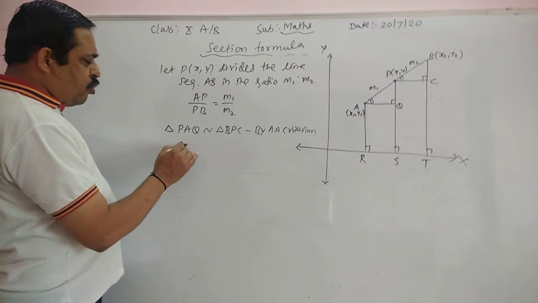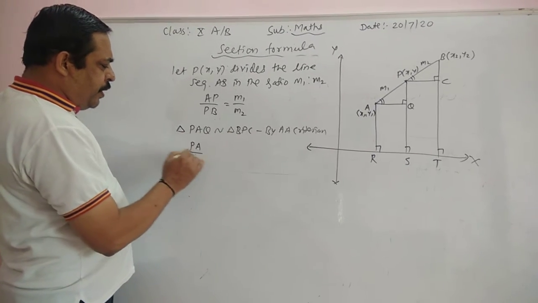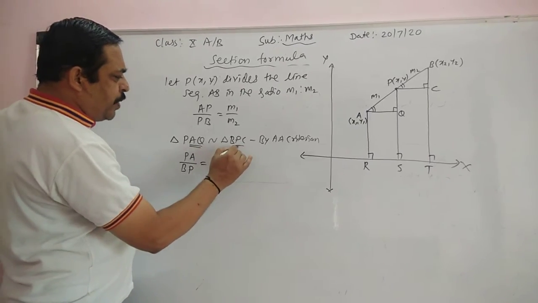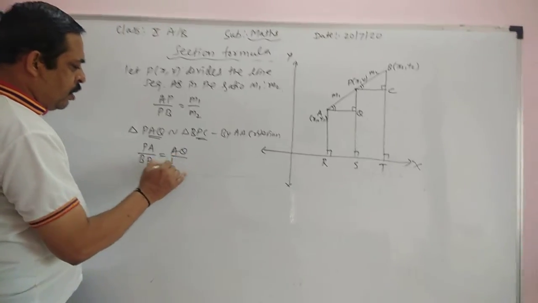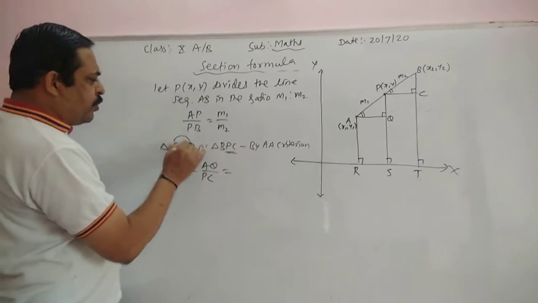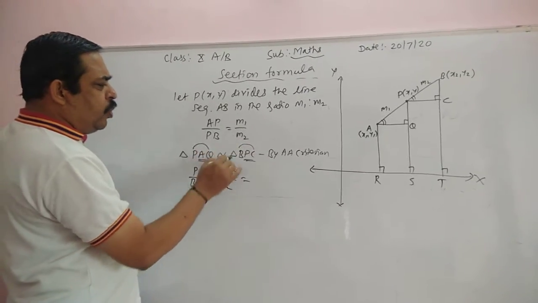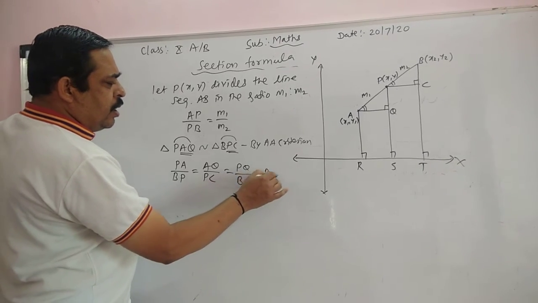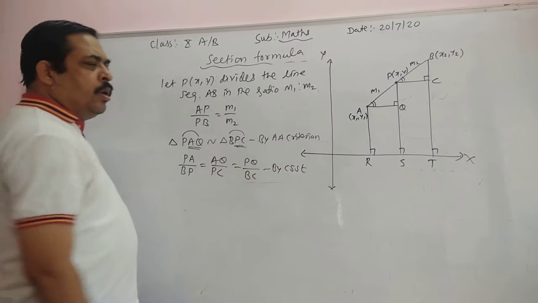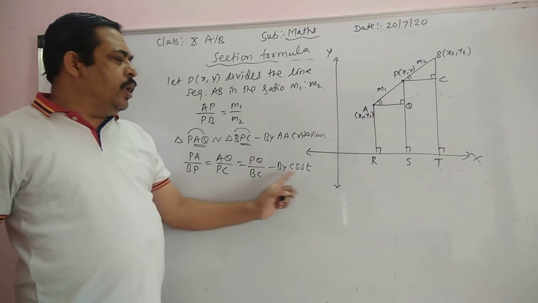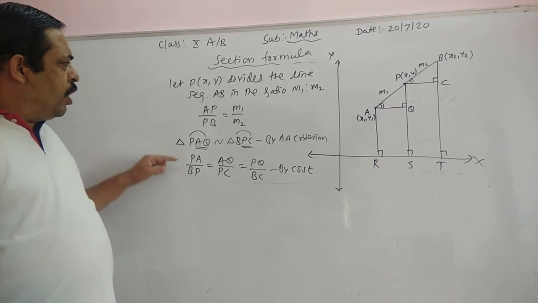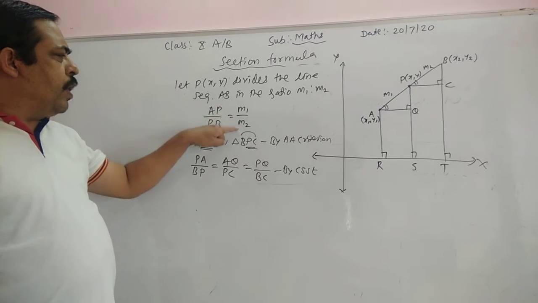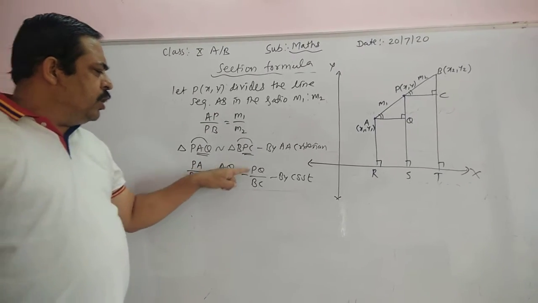Therefore, ratio of first side PA upon BP equal to ratio of second side AQ and PC, and ratio of third side PQ and BC, by CSST, corresponding sides of similar triangles are in proportion. Now we know the value of PA and BP. PA upon BP is m1 upon m2. We have to find all these values.